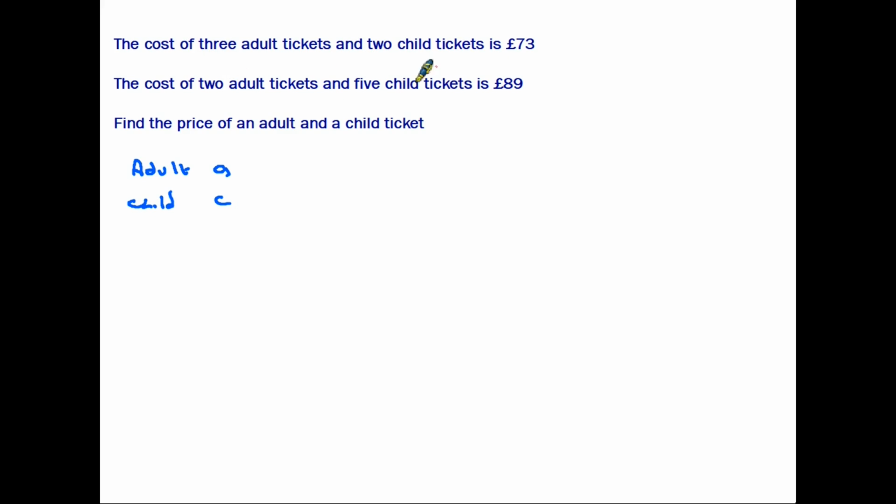So the first trick is to recognise that this is a simultaneous equation. So let's say that an adult ticket is A and a child ticket C. We can then change the two statements here into equations. So we have 3 adult tickets, 3A, plus 2 child tickets, 2C, and we know they add up to £73. We also know that 2 adult tickets, so we have 2A plus 5 child tickets, 5C, equals 89. Now we have a set of equations, let's call them 1 and 2.